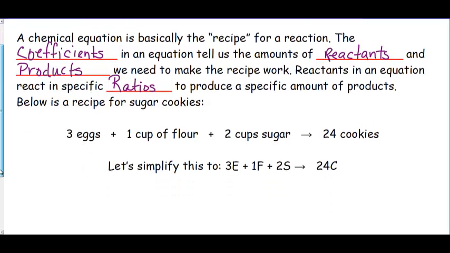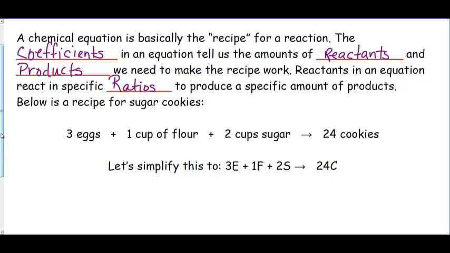Below is a recipe for sugar cookies. We have 3 eggs and a cup of flour plus 2 cups of sugar is going to yield, or produce, or make 24 cookies. So let's simplify this to give us some ratios. We have 3 eggs, 1 cup of flour, 2 cups of sugar yields 24 cookies.